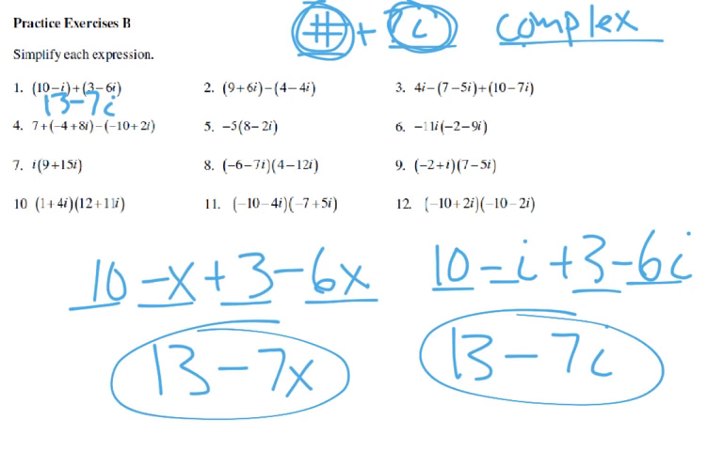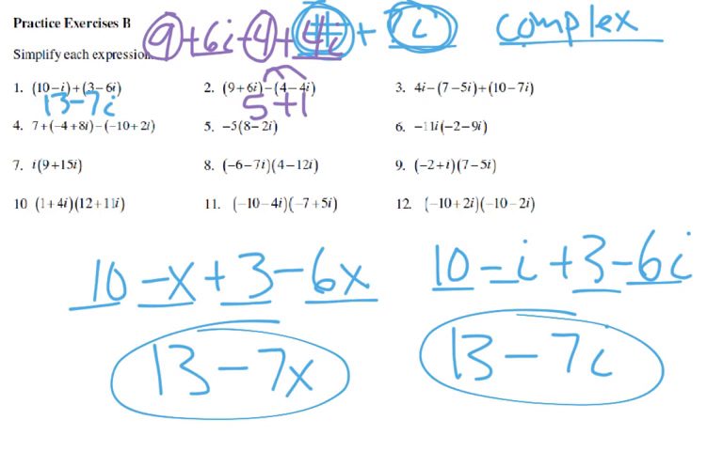So if I look at number 2, I distribute the negative, so I've really got 9 plus 6i minus 4 plus 4i. So combine the regular numbers. 9 minus 4 is 5. 6 plus 4 gives me 10i.